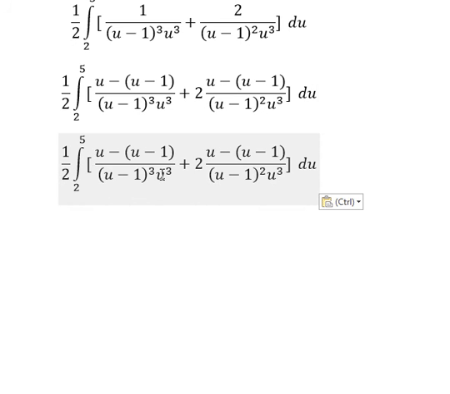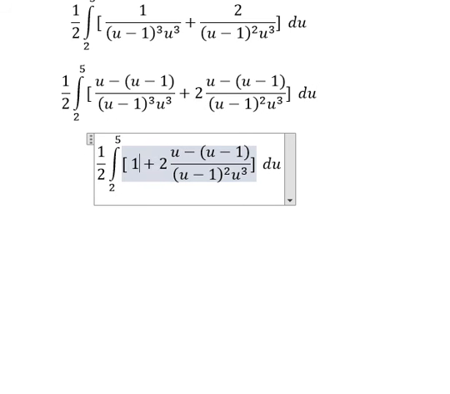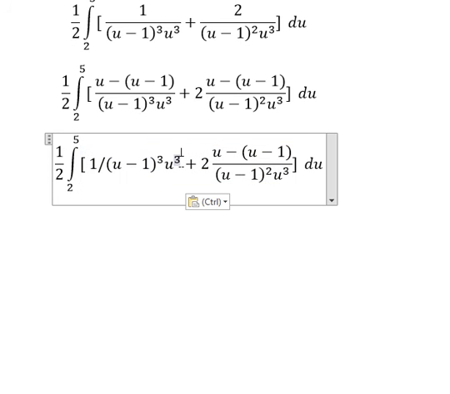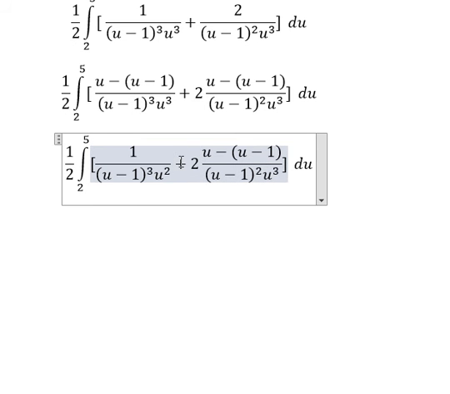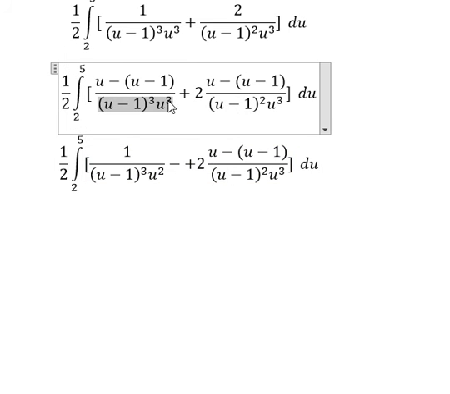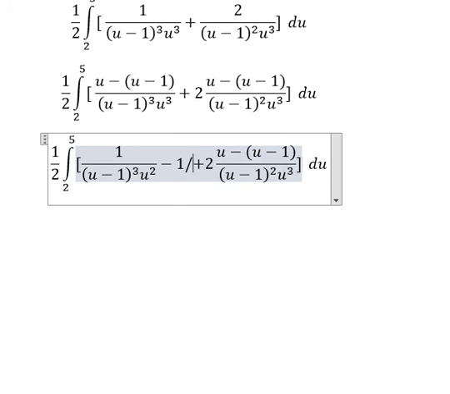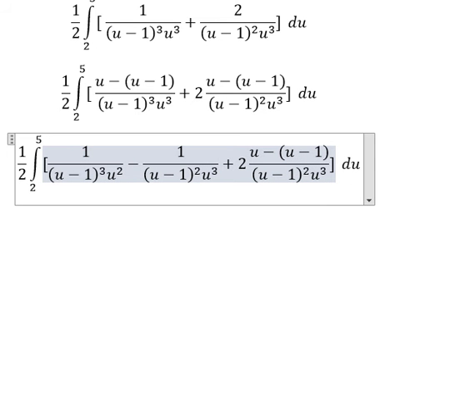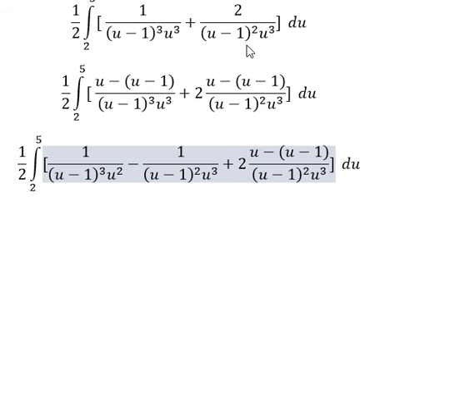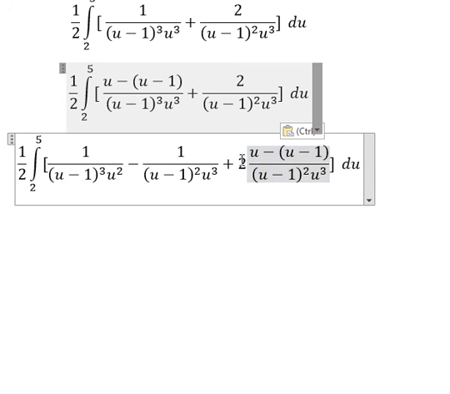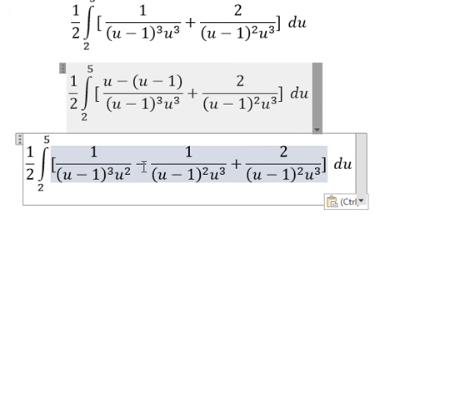u divided by this one, you will get 1 over this one, but we just change the power 3 into power 2. We have the negative here. u minus 1, we divide this one, so we get the same thing, but we just change the power. As you can see, this is similar to this one. So this one eliminates this one, and you get the positive.